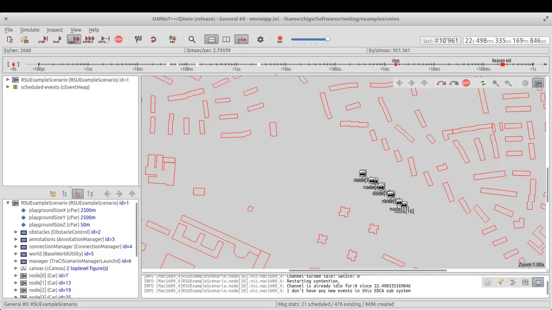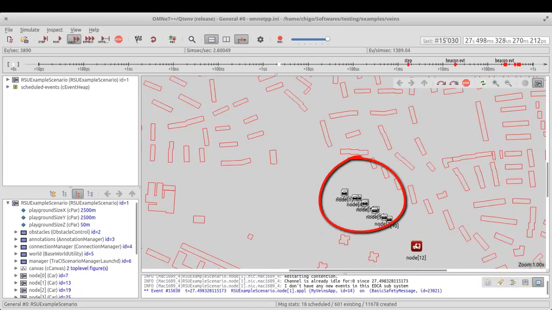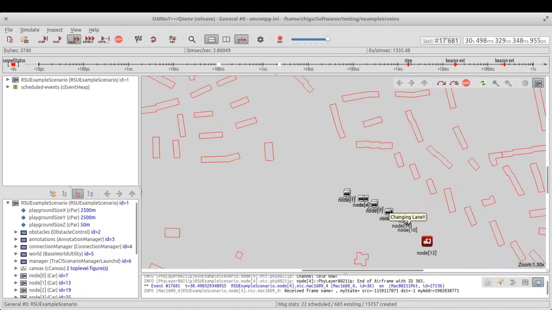This is a simulation of our project in OMNET++. The nodes represent the cars. The ambulance is shown by a red symbol. We have implemented separate MAC layers for the emergency vehicle and cars.